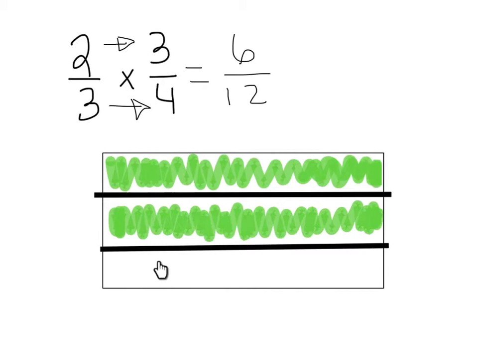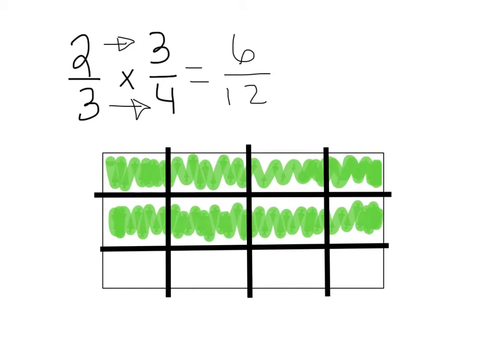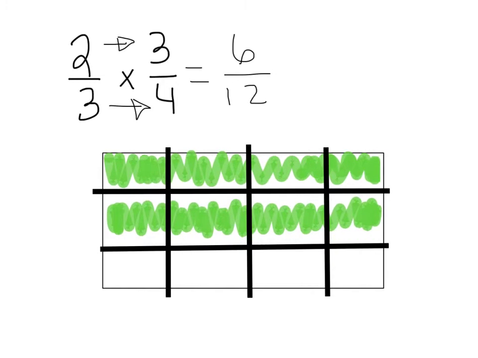Now I'm going to take the second part of my fraction, 3/4, and I'm going to create columns, and I'm going to create 4 columns to represent them. Alright, now I've created fourths. I have 4 columns. Here's 1 column, 2, 3, 4. So this represents my denominator in my second fraction of my multiplication problem.